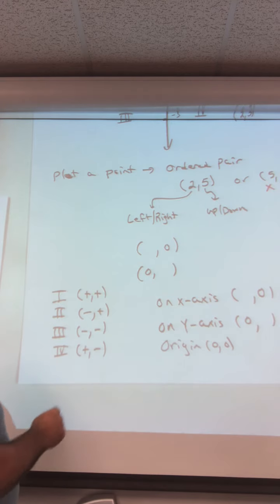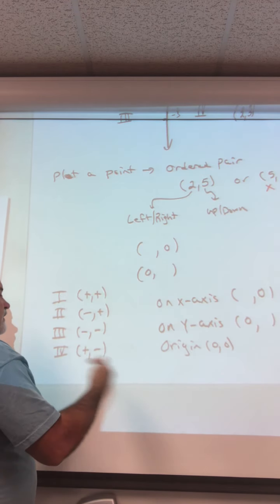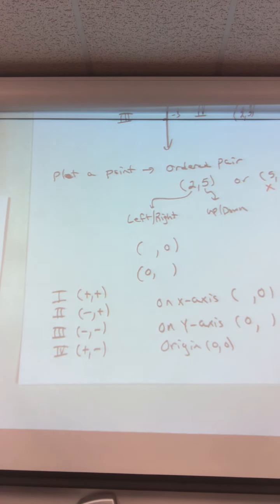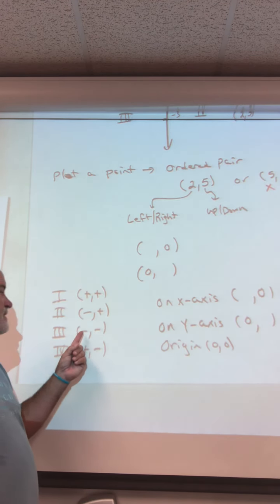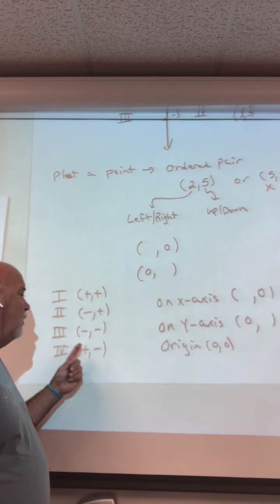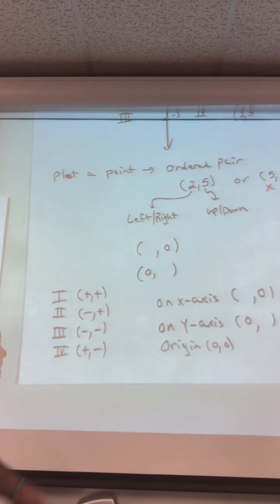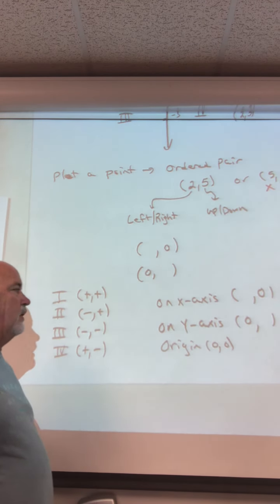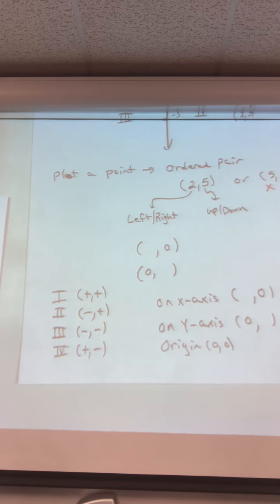Now, if you're located in quadrant 3, you move to the left and then down. So all points in quadrant 3 have a first number negative, second number negative. If you're in quadrant 4, the first number is positive, but the second number is always negative. That's if you're located in quadrant 4.